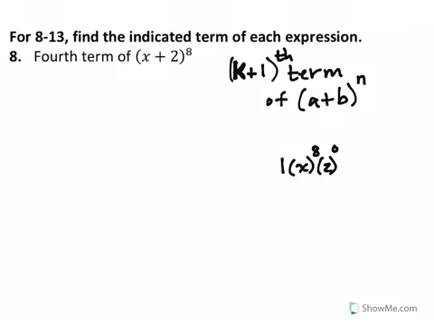So here we want to find a specific term when we expand a binomial. We have this binomial (x + 2) raised to the 8th power, which would take us forever if we were going to do this by hand: (x + 2) times (x + 2) times (x + 2), 8 times. But we can use the binomial theorem to expand this out.